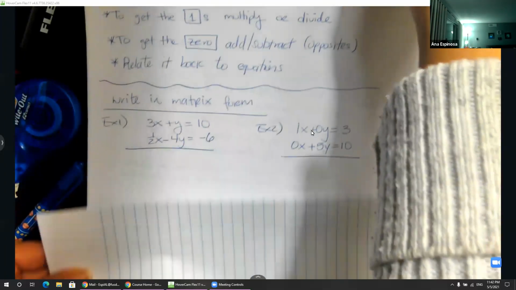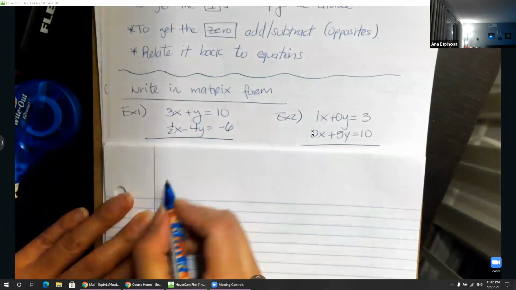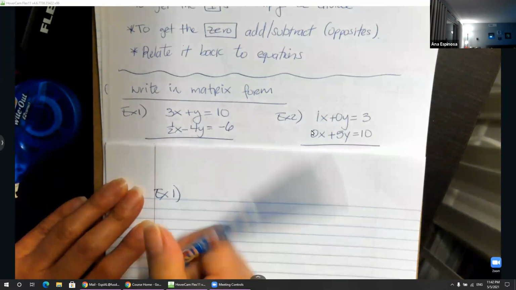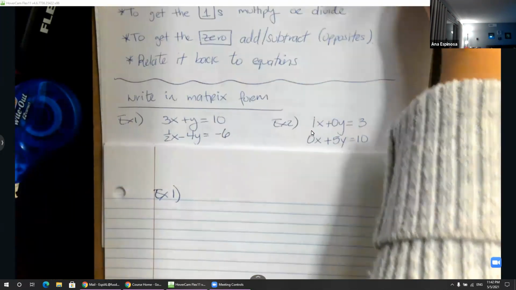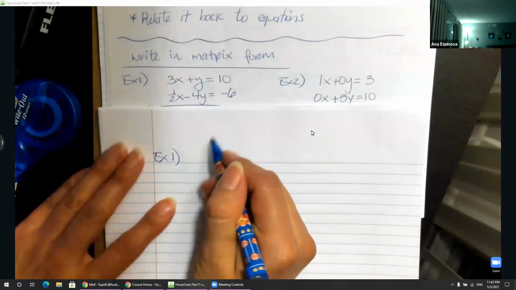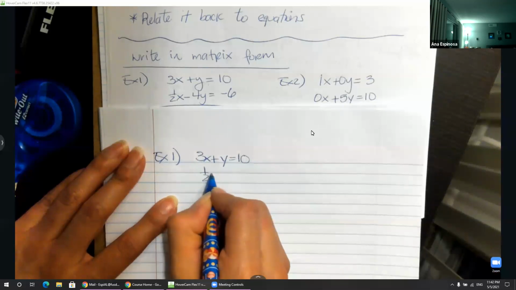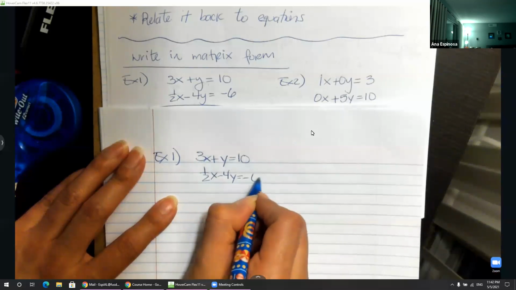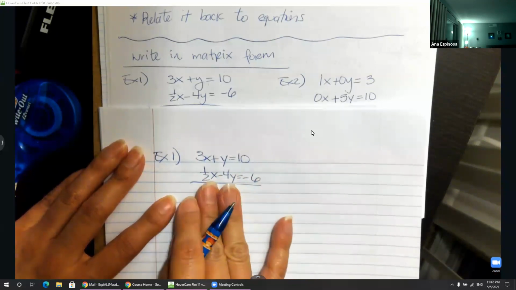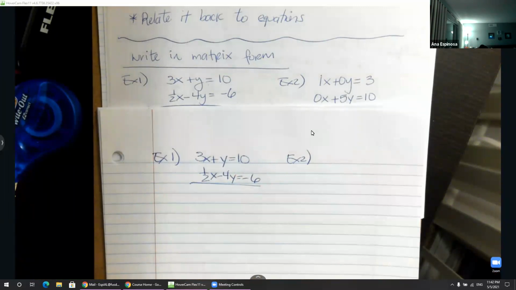Okay, I'm going to rewrite this in matrix form. I'm not going to do anything yet. You will be asked to do this. Matrix form is putting this into this one, not the 1s and the 0s, just that format. So if I have 3x plus y equals 10, half x minus 4y equals -6. Okay, the way you write this into matrix form, super easy. It should be a piece of cake. I started off with just something really simple. Like I said, I didn't include everything.